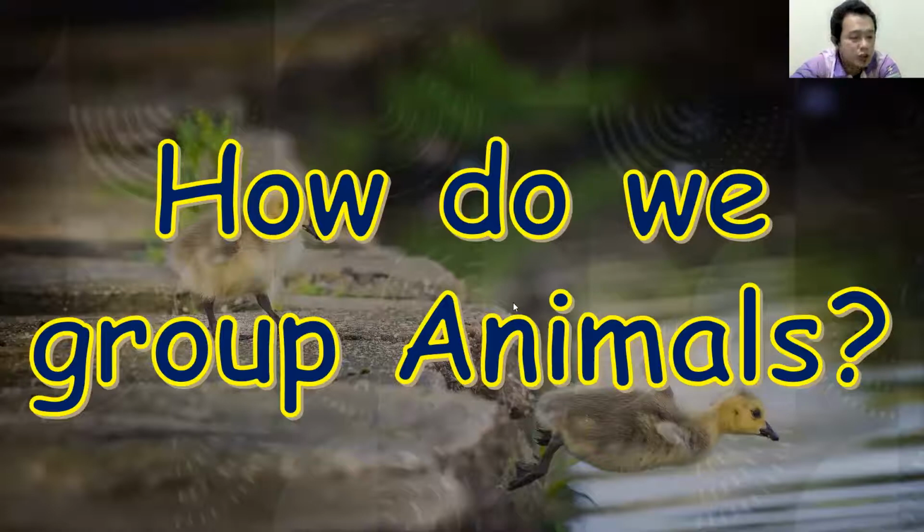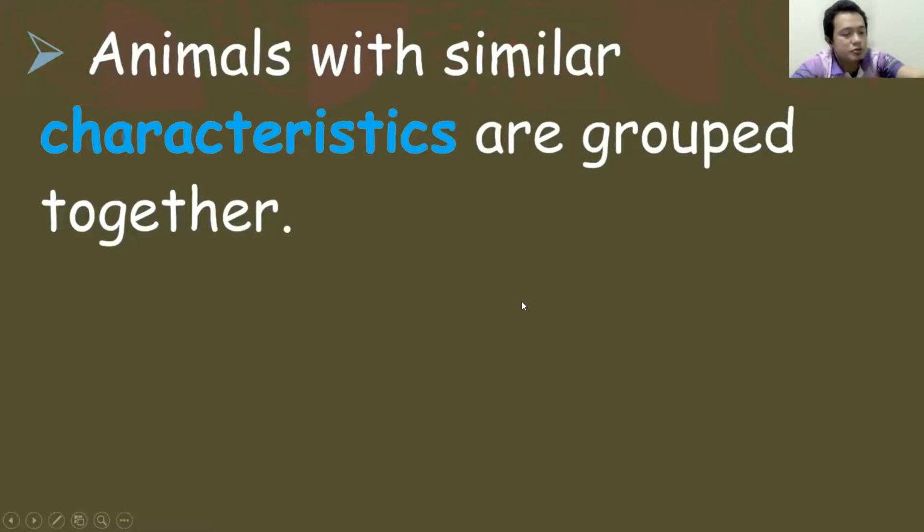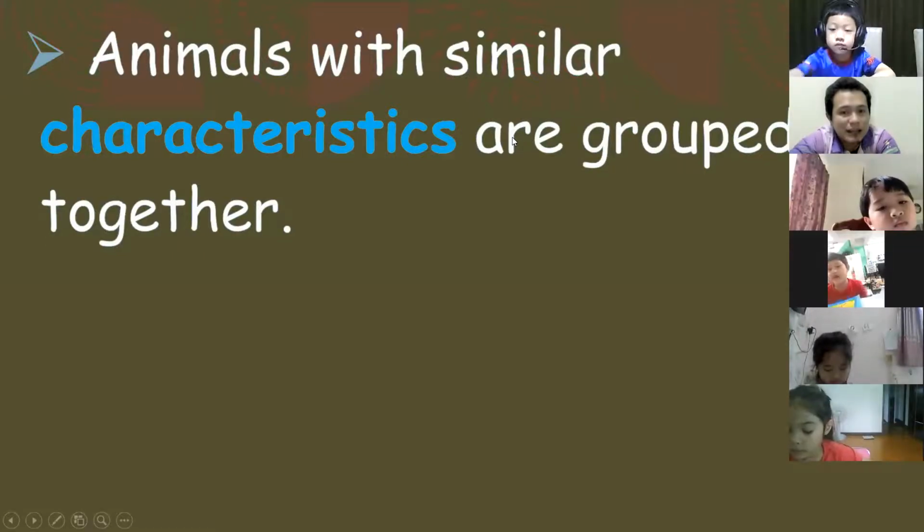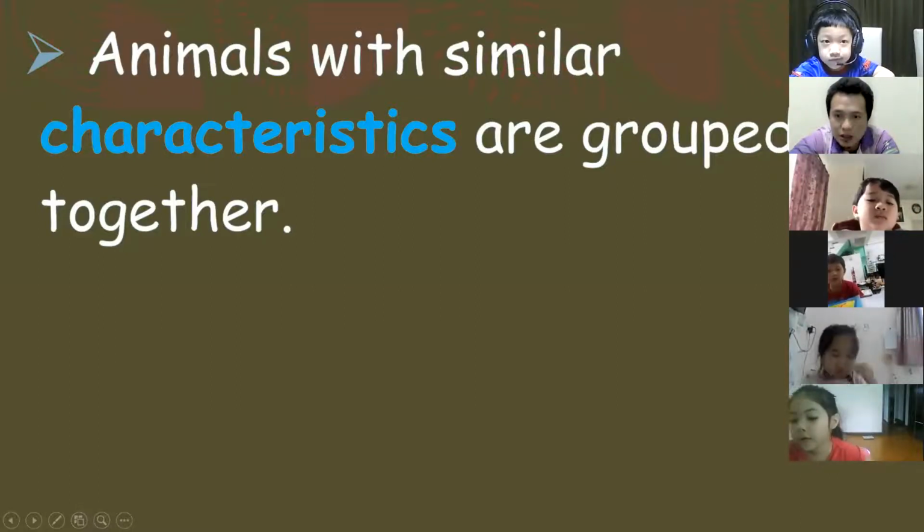Now here, grouping animals. The first one that I'm going to tell you is animals with similar characteristics are grouped together. As I have told you, we will be talking about characteristics of animals.